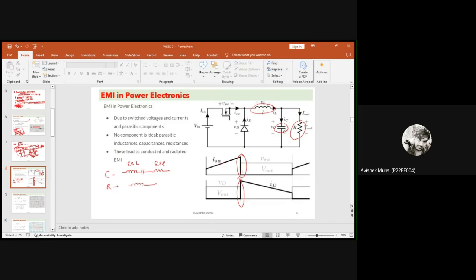suppose this is the resistor. In the case of a resistor, there is parasitic capacitance, and it goes through some lead, so the lead has some inductance. Fine. In the case of an inductor also, there is some parasitic resistance and even some parasitic capacitance. So in every passive component, you will see that they are not ideal.